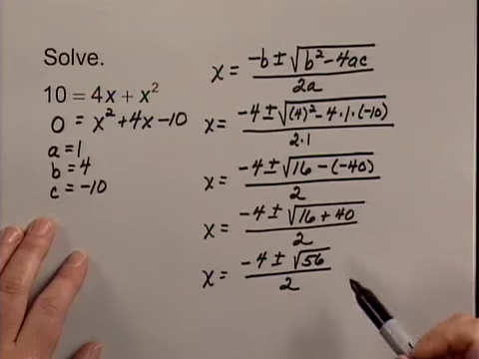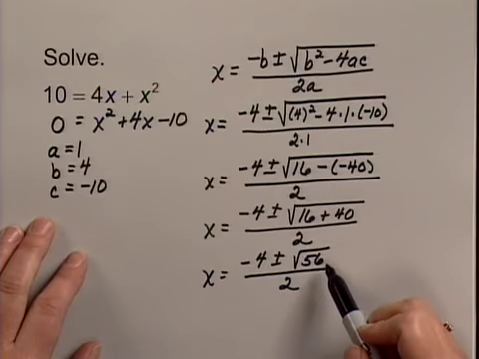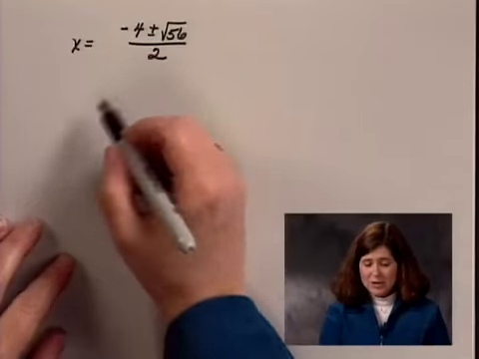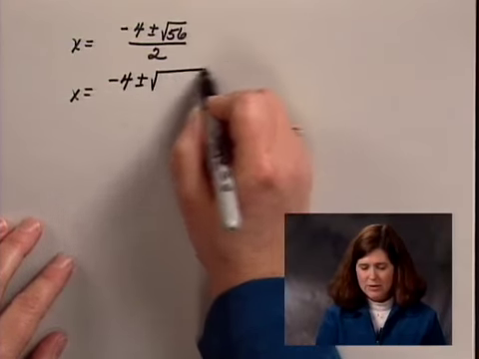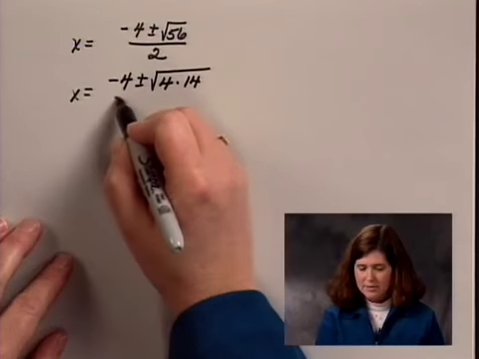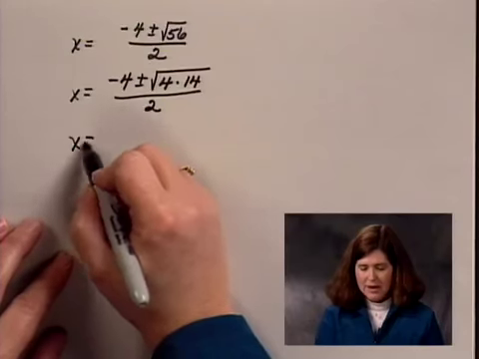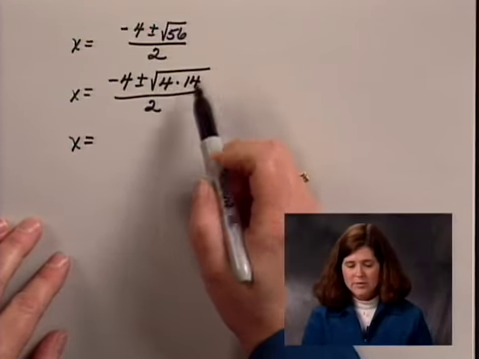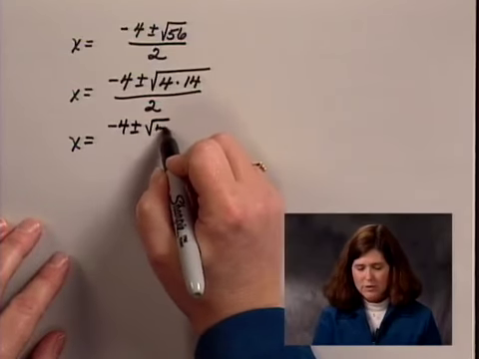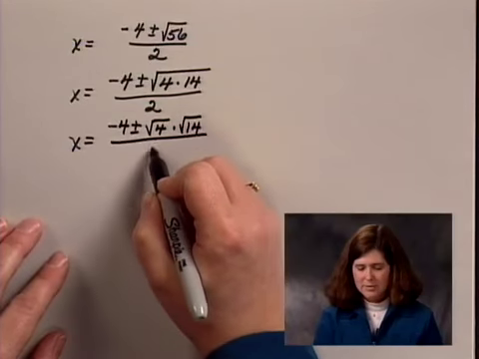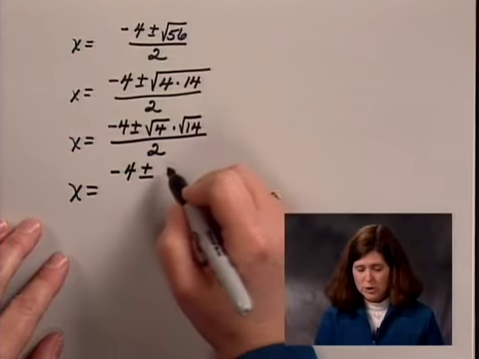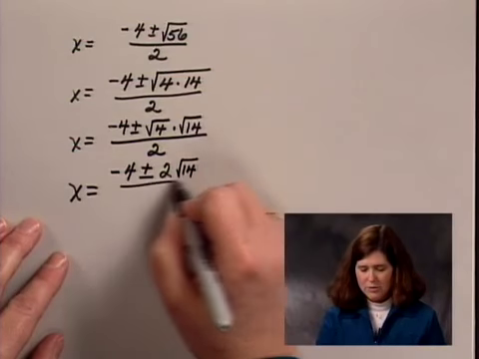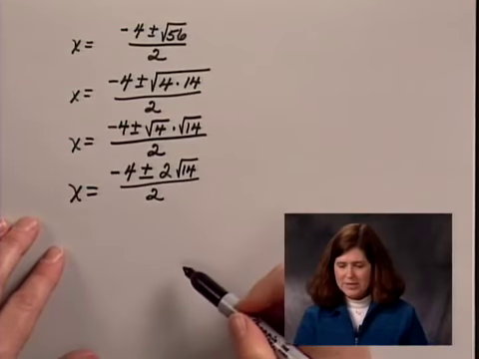When I get to this point, I need to ask myself, is there any way I can simplify the square root of 56? 56 does have a perfect square factor, so I can simplify. So what I do is I factor 56, and I'm going to factor 56 as 4 times 14. And then I can factor the square root of 4 times 14 as the square root of 4 times the square root of 14. And that means I have negative 4 plus or minus, the square root of 4 is 2, 2 times the square root of 14 over 2. So I have simplified the square root of 56.